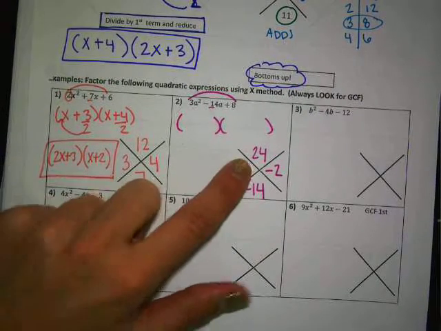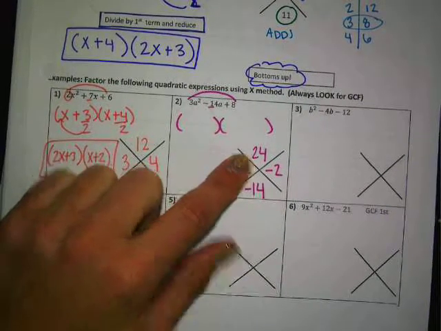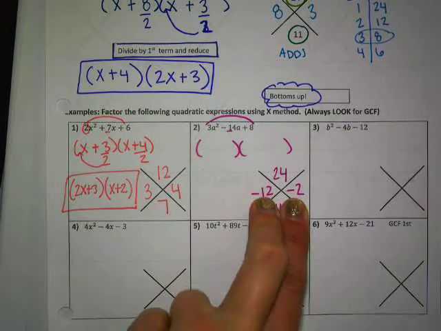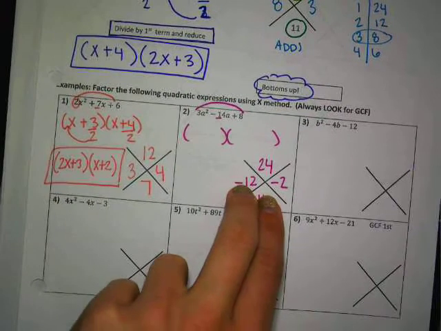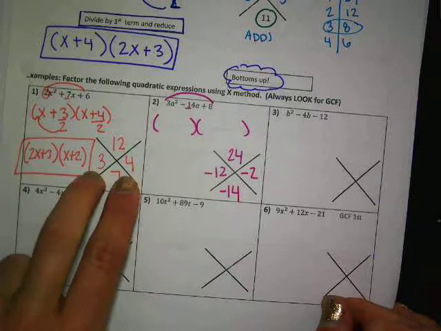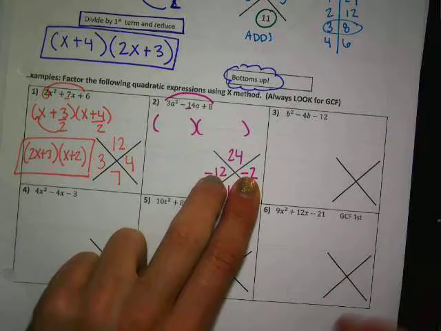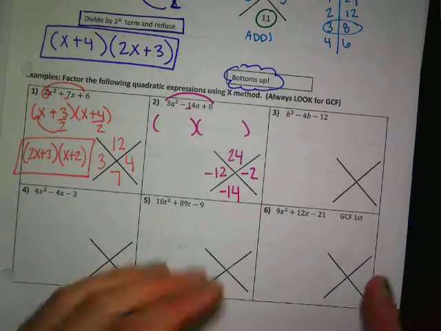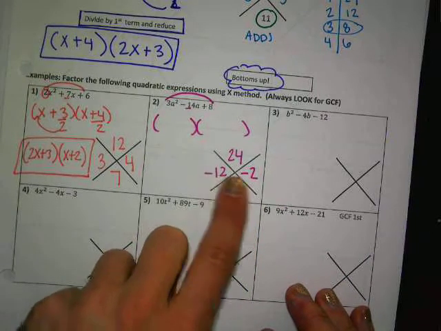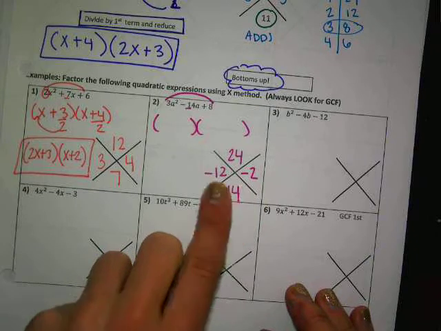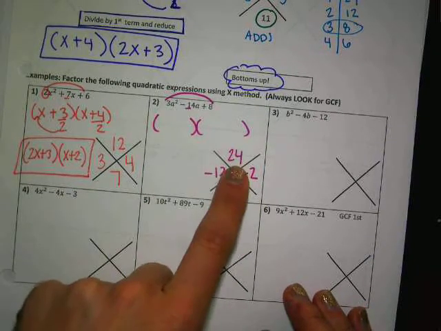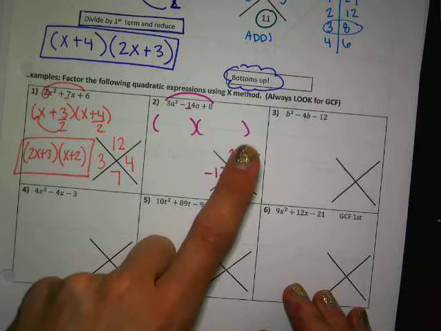If this guy up here is positive, these 2 numbers have to be the same sign because you're multiplying. And the only way you can multiply and get a positive number is if they're the same sign. They either have to both be positive, or if they're both negative, the negatives will turn into a positive. Does that make sense? So if this guy's positive, they're the same sign.